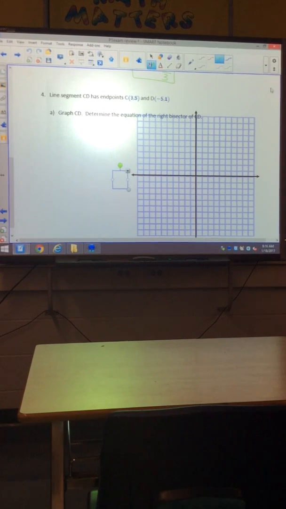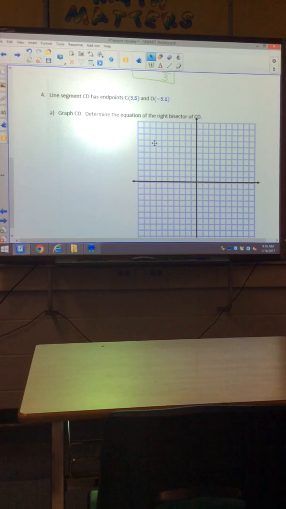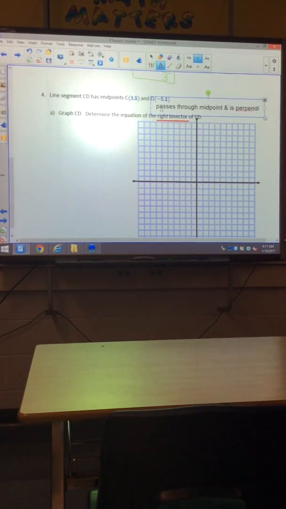So first we're going to draw it, and then we'll figure out its equation, and hopefully the equation we get will match the picture that we drew on the graph. Okay, so I'll just jot down the definition in here. A right bisector is a line that passes through the midpoint and is perpendicular. Okay, at a right angle, it passes through the midpoint.